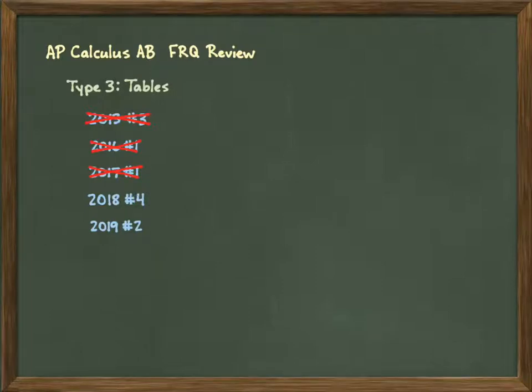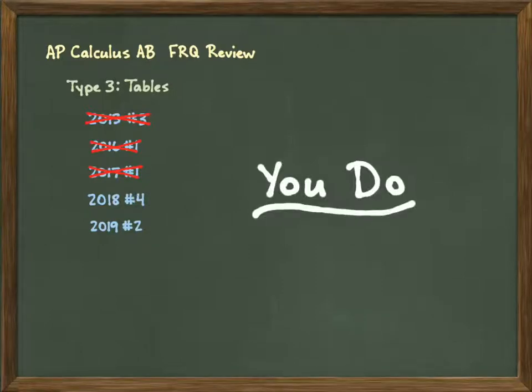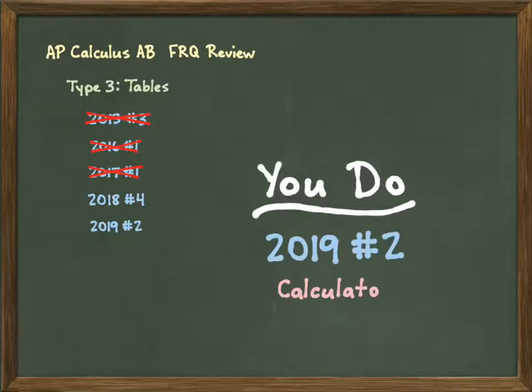The next one you're going to do is a you-do problem, and that's going to be 2019 number 2. That is a calculator-based problem, so do this on your own, set a timer for 10 minutes, and then come back and watch the video and grade yourself to see how you did.